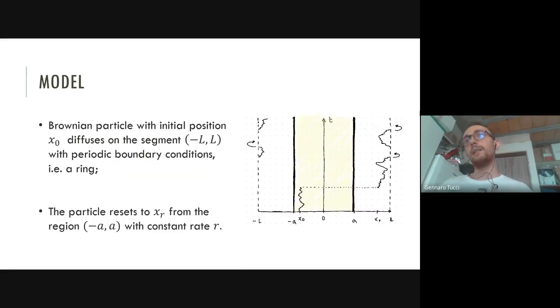I consider a Brownian particle which diffuses on an interval from minus L to L. It starts from a position x0, and then we add periodic boundary conditions at the edges of this interval. So minus L and L become topologically equivalent. This means that each time the particle crosses the L edge, it comes back to the other side and vice versa. On top of this motion, we add another mechanism, which is resetting.